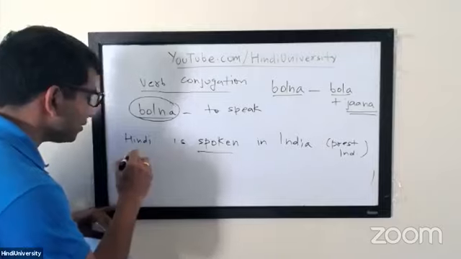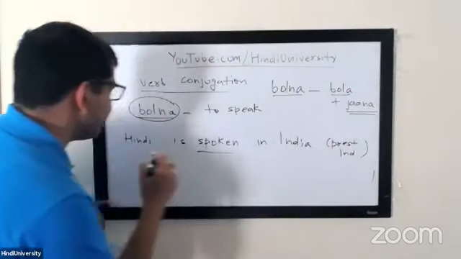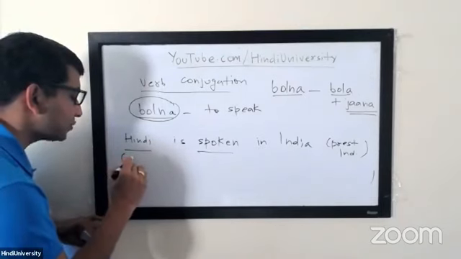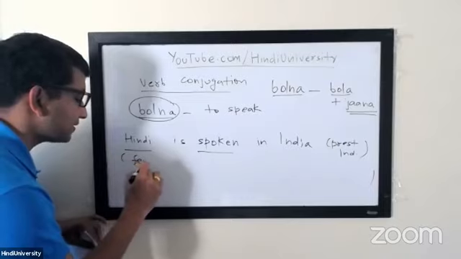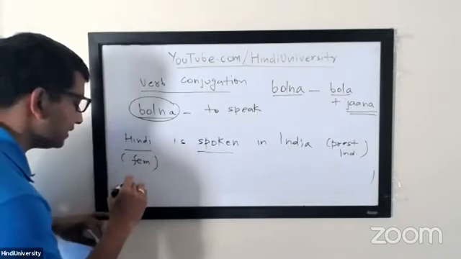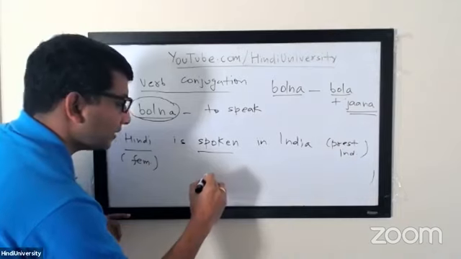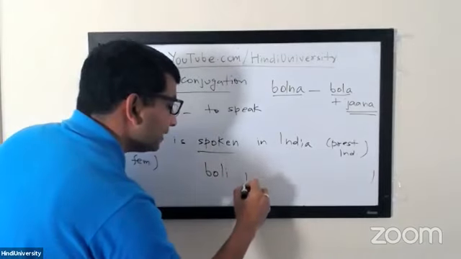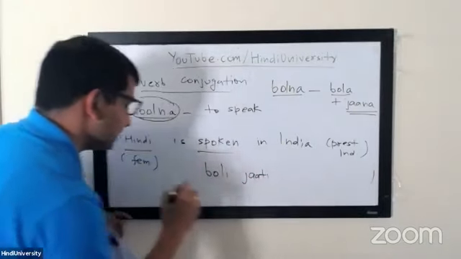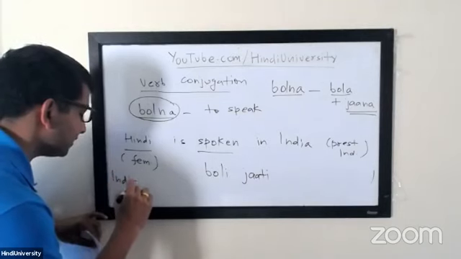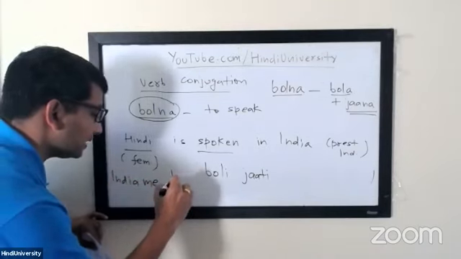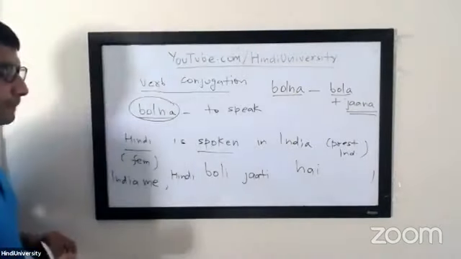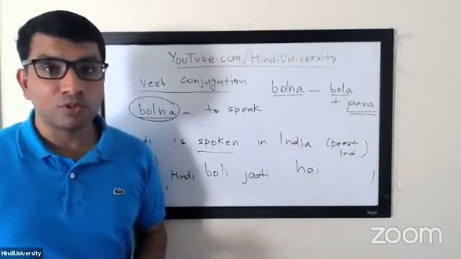Bola jata. And when you look at the gender, you will look at Hindi, whether it is masculine or feminine. It is feminine. So it will be Hindi Bharat mein boli jati. Very good. So bola becomes boli and then it becomes jati. So you can say India mein Hindi boli jati hai, or it could be simple like yahan Hindi boli jati hai.